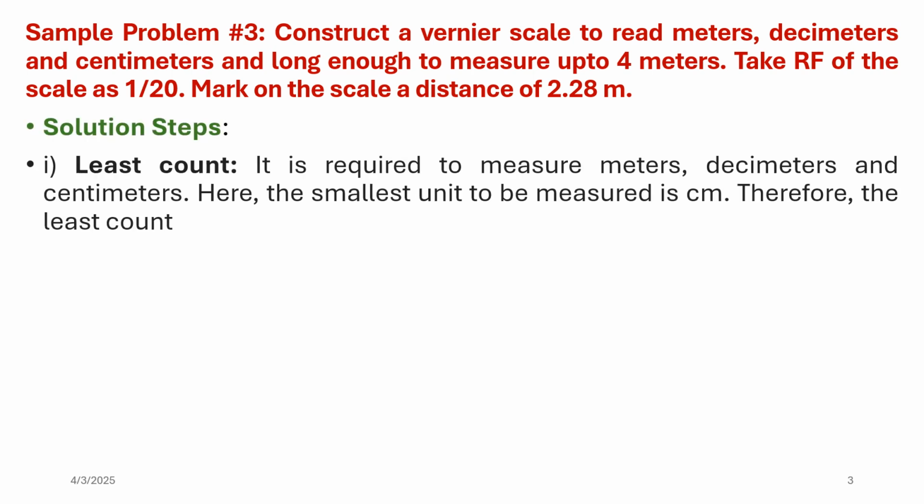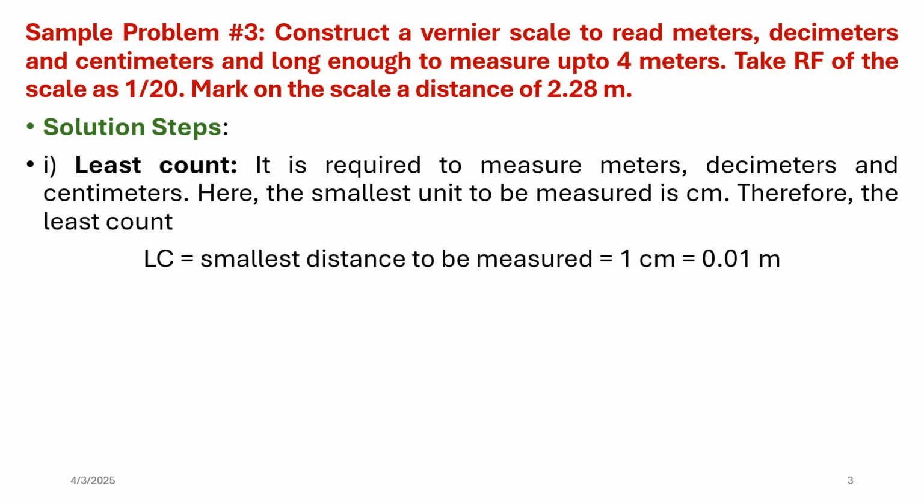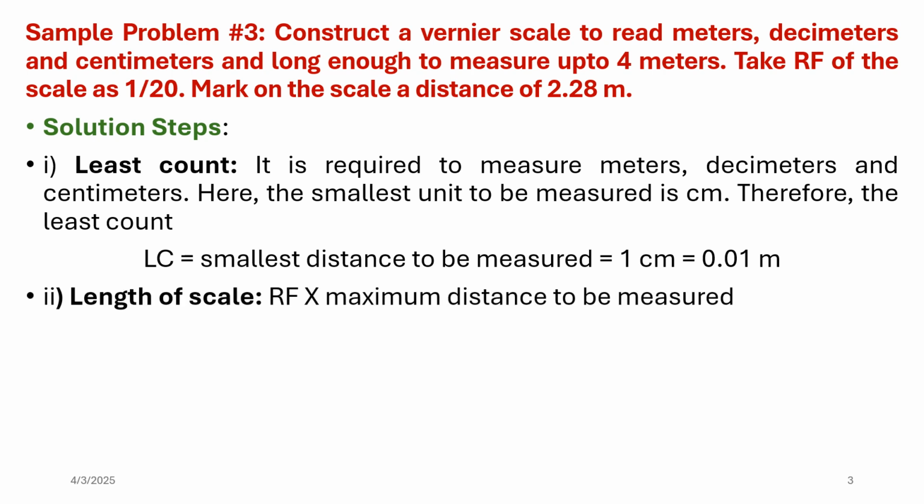Solution steps. So first we need to find the least count. Now here the smallest unit to be measured is centimeter. Therefore the least count is 1 centimeter, which is equal to 0.01 meter. Then we need to find the length of the scale. This is given as RF multiplied by maximum distance to be measured. Now the maximum distance to be measured is 4 meters. So RF, which is 1/20, multiplied by 4 meters, and convert this meter into centimeters, so multiply it with 100. So we get 20 centimeters. Therefore the length of the scale is 20 centimeters.